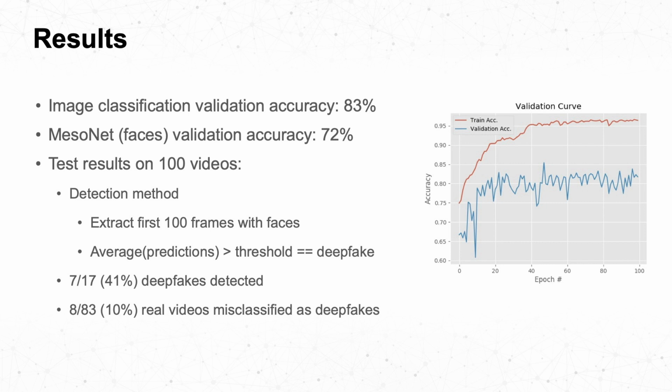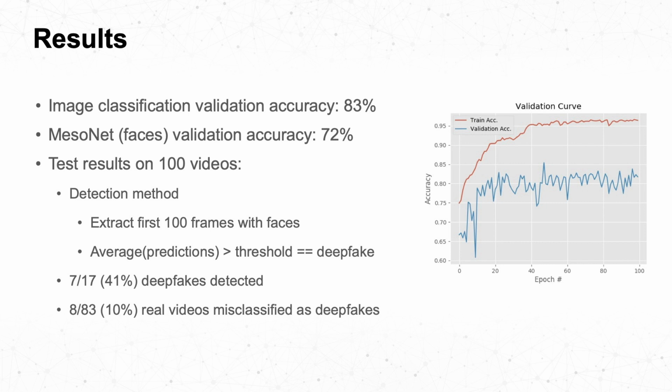One thing I do want to note is that we did implement Mesonet as a baseline model, and on that same data set, using faces instead of mouths, though, it had an accuracy rate of 72%. So you can see the model that we have developed seems to have a significant boost to its accuracy compared to at least Mesonet.